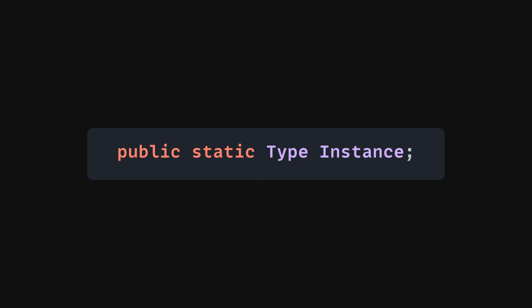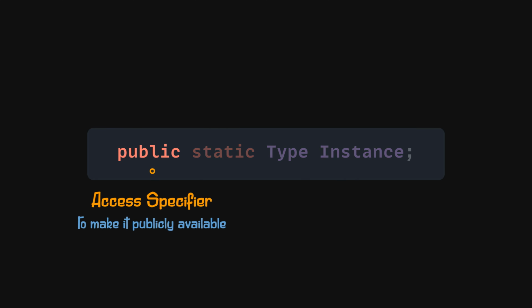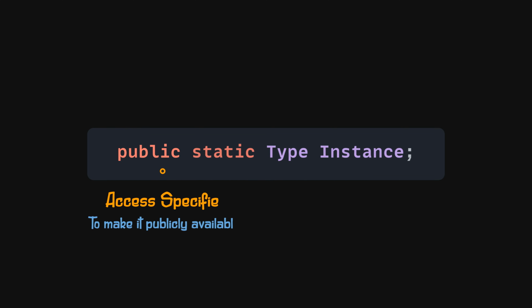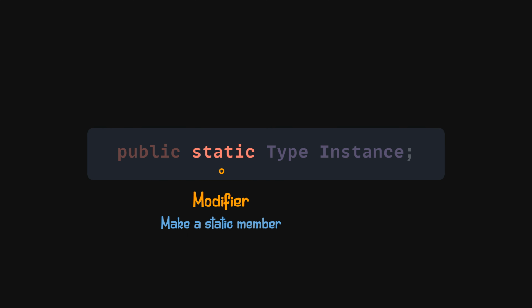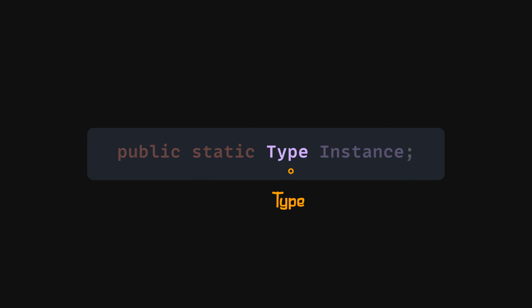It all starts with a static reference to the class you want to singletonize. This reference should be public, enabling access from external classes, and it must be static for direct access without the need for an object reference. And then we have the type and the name. Now, let's implement the singleton pattern in our singleton class.